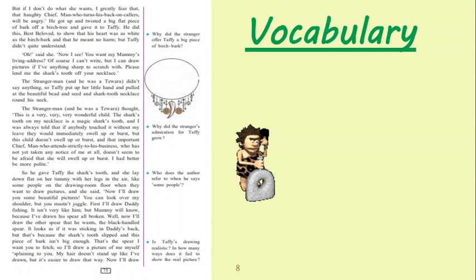So he gave Taffy the shark's tooth, and she lay down flat on her tummy with her legs in the air, like some people on the drawing room floor when they want to draw pictures, and she said, "Now I'll draw you some beautiful pictures. You can look over my shoulder, but you mustn't joggle. First I'll draw Daddy fishing. It isn't very like him, but Mummy will know because I have drawn his spear all broken. Well, now I'll draw the other spear that he wants, the black-handled spear."